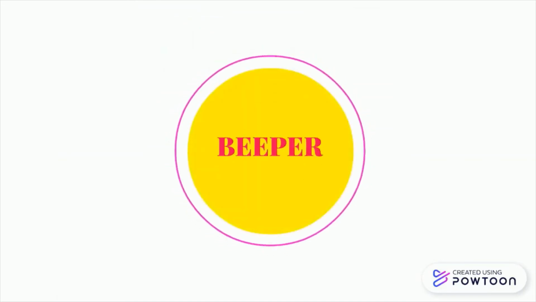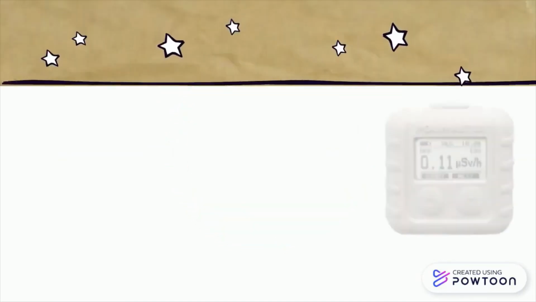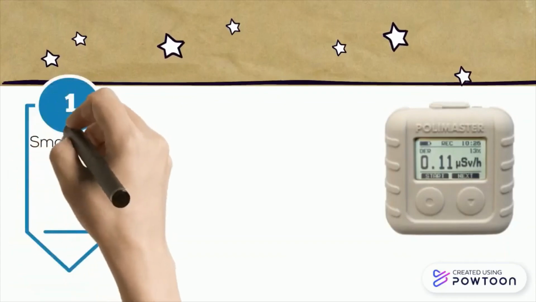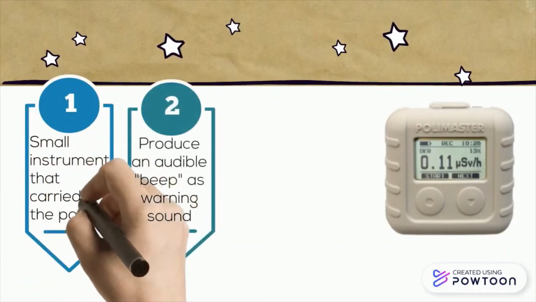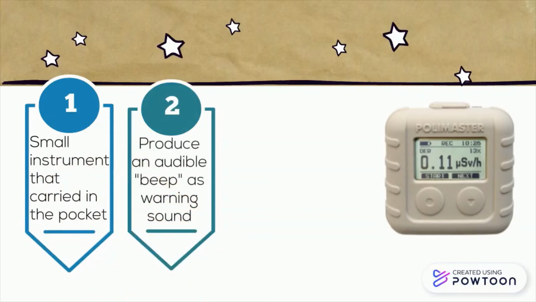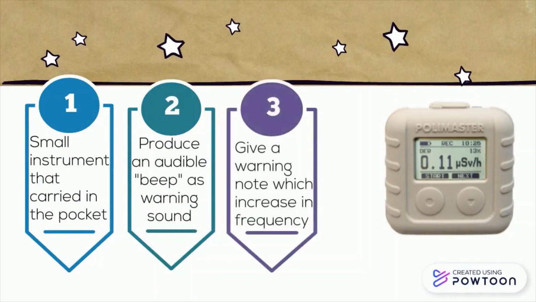Next is the beeper. The beeper is a small instrument that is carried in the pocket. It produces an audible beep as a warning sound at a rate that depends on the radiation level. When a predetermined dose rate is exceeded, the beeper will give a warning note which increases in frequency.